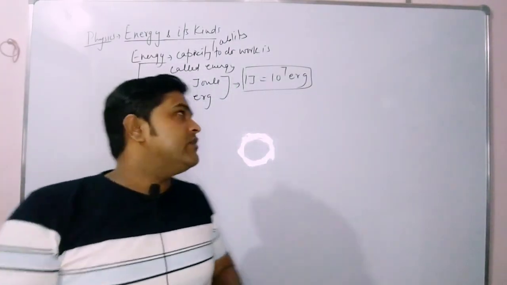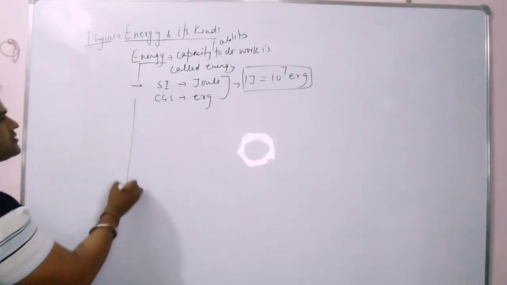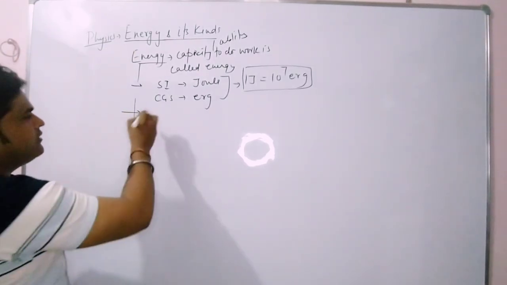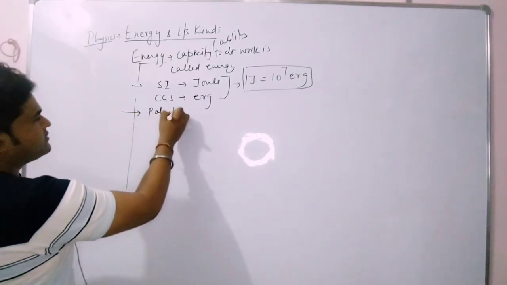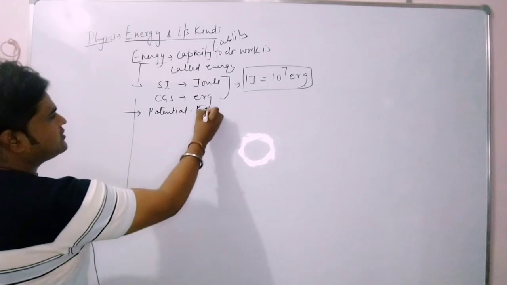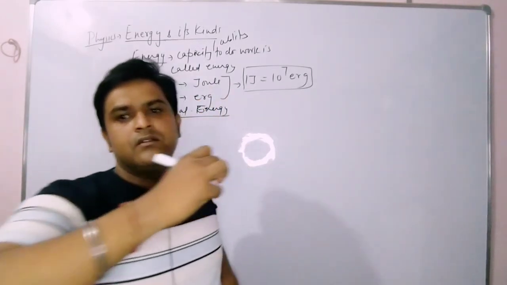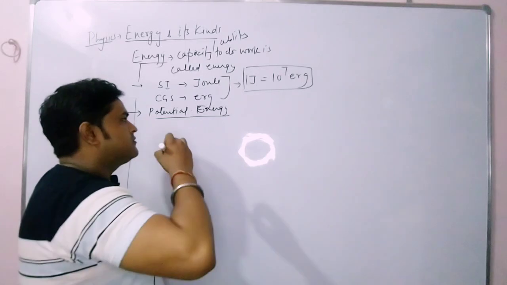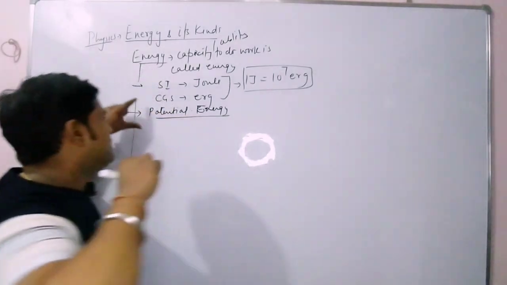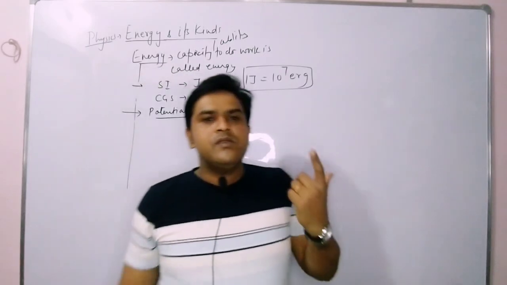Now the thing which we are going to discuss is about the kinds. ठीक है? तो आज kinds में हम लोग दो चीजें cover करेंगे. First is potential energy and second one is kinetic energy. Okay? So in this case, we will first discuss about potential energy. Okay? So potential energy means क्या होता है?